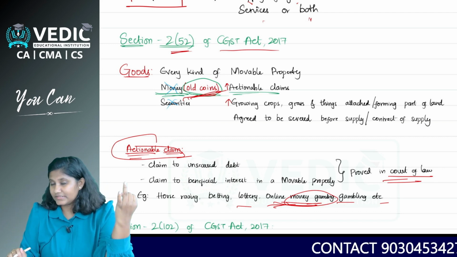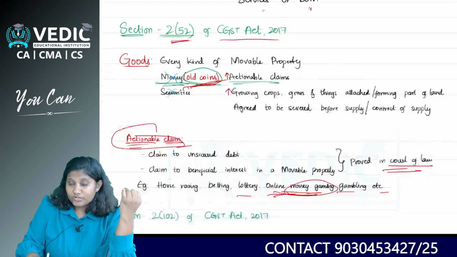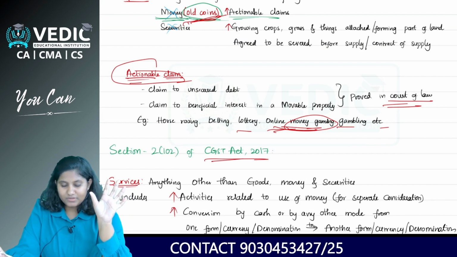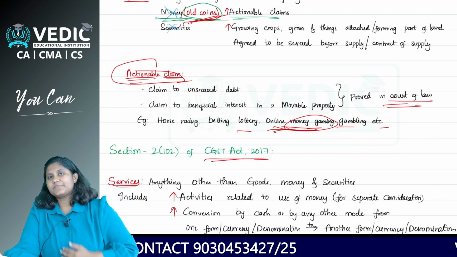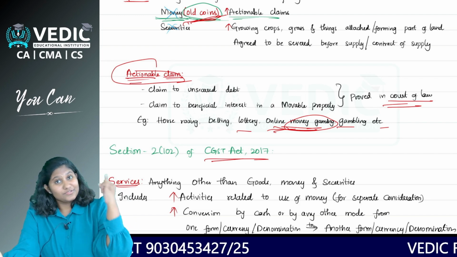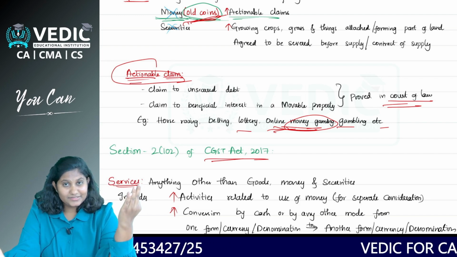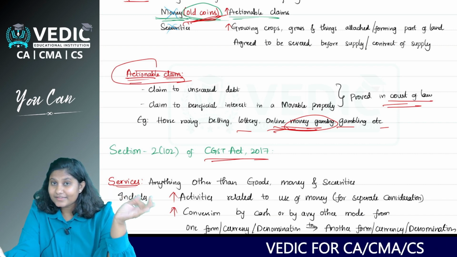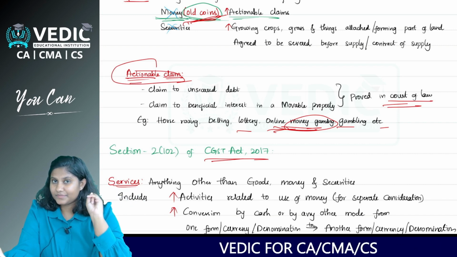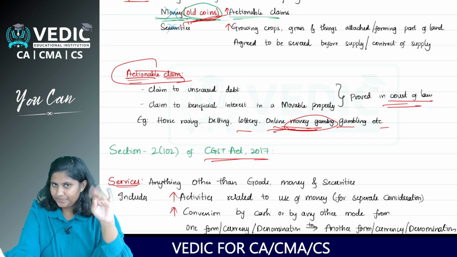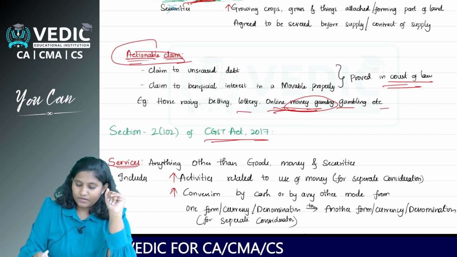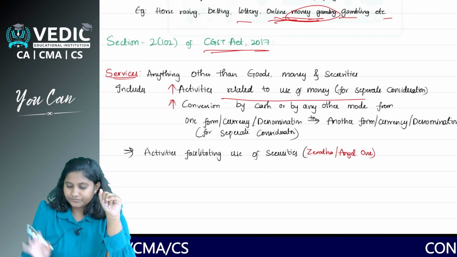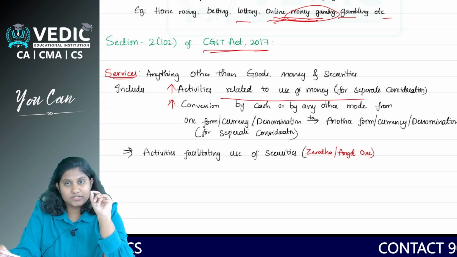Now the second one is services. Section 2, clause 102 of the CGST Act 2017 deals with services. What is this? Anything other than goods, money, securities. In goods we excluded money and securities. Here in services what are we excluding? 3 things: goods, money, securities. What do we include? Activities related to use of money, for which separate consideration is charged.